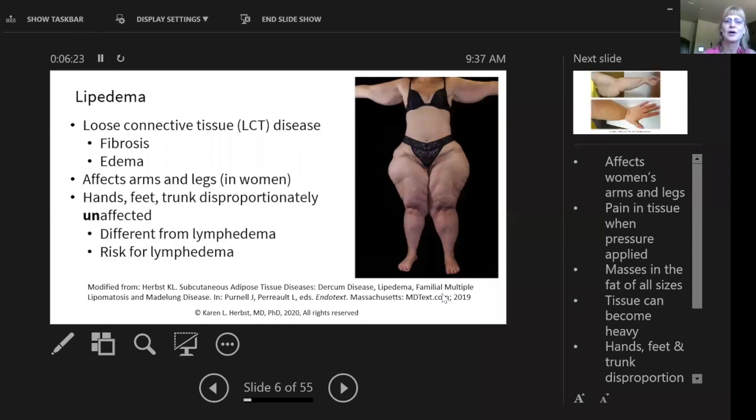The hands, feet, and trunk are disproportionately unaffected, and you can see that clearly here that the trunk is small, but you can see all of the lipedema tissue on the legs and the arms. And the fact that the hands and feet remain unaffected makes lipedema different from lymphedema. But there is a risk for developing lymphedema if you have lipedema.